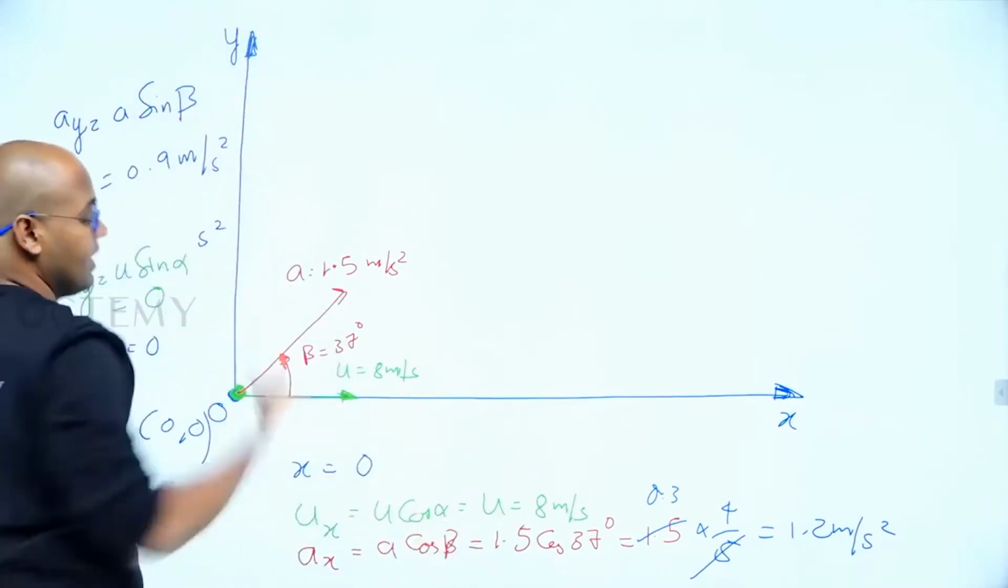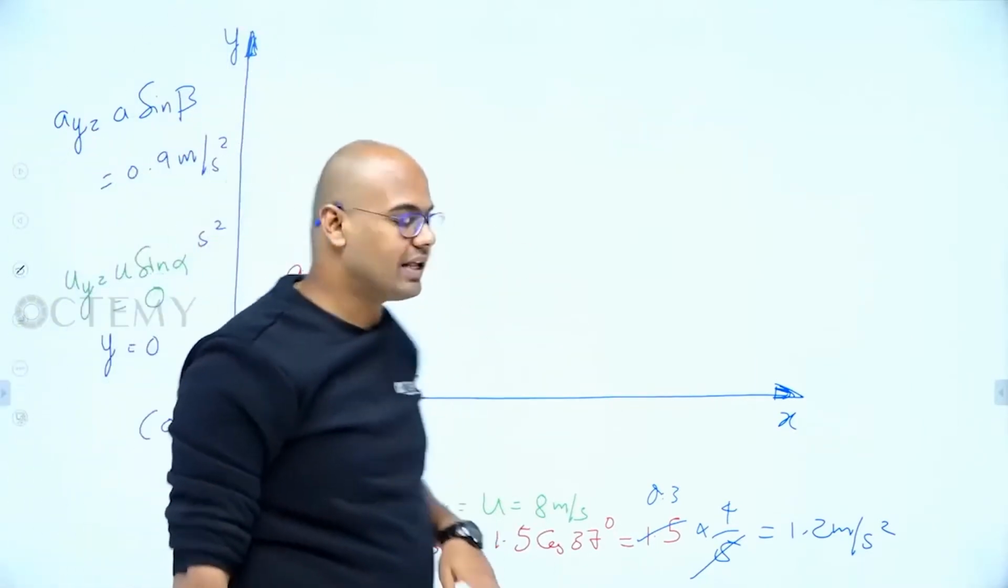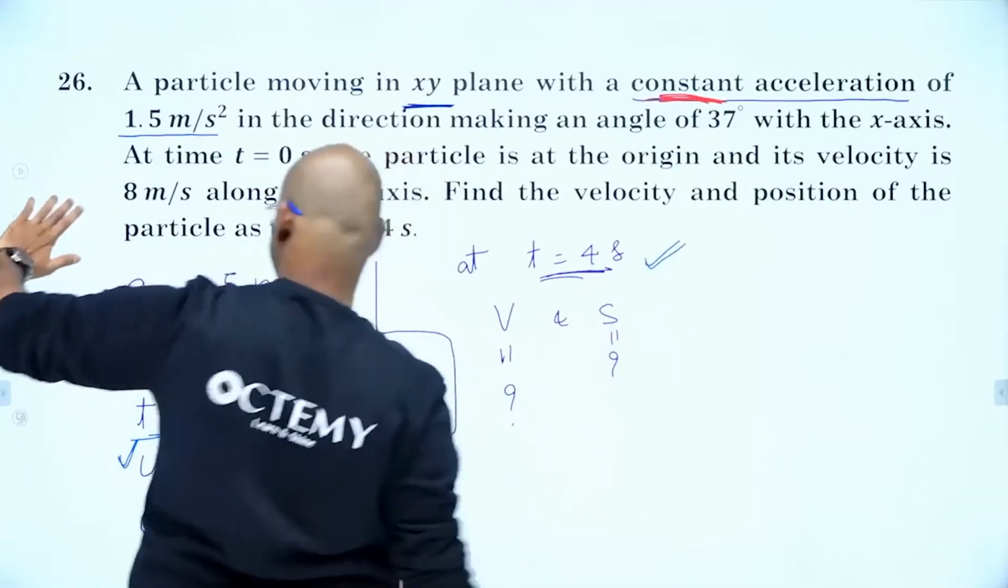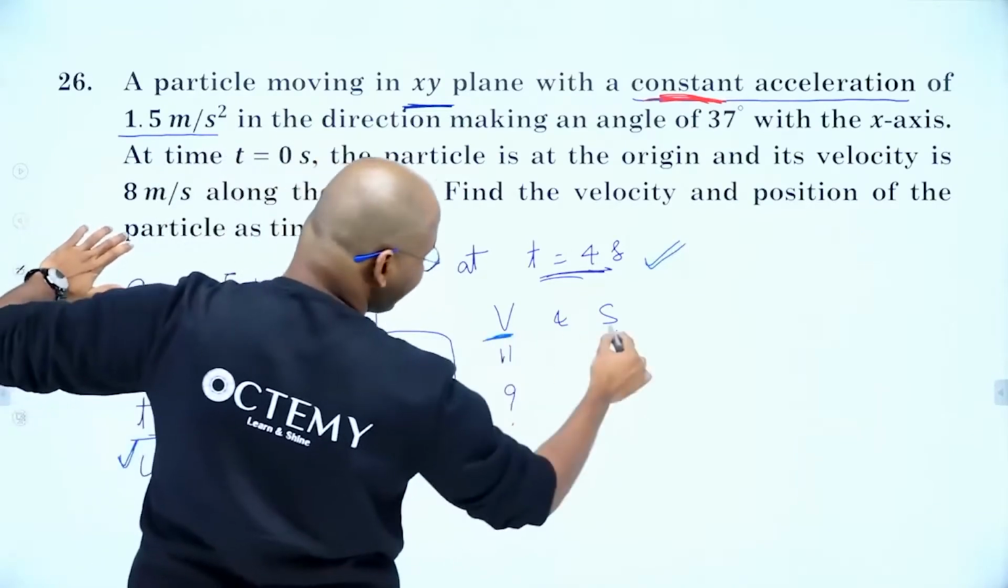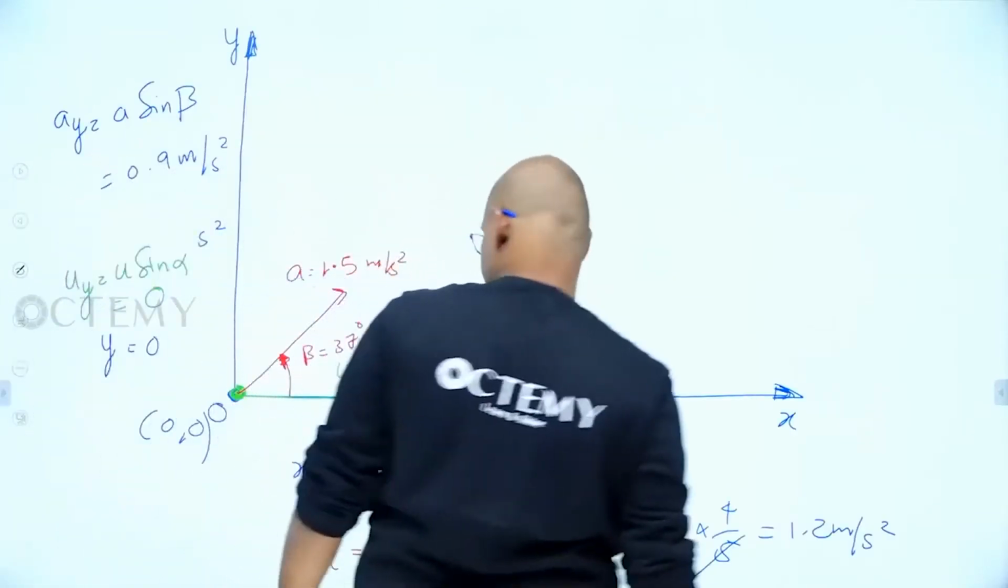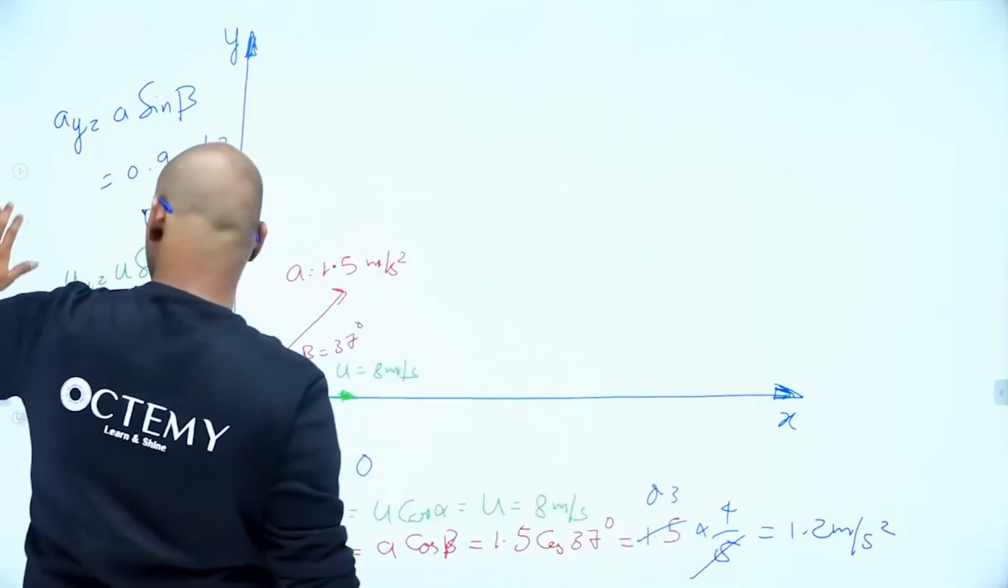Next, what to do? Take it to London. Where is the London? At which point? At time t equal to 4 seconds. What is asking? Velocity and displacement. Very good. Please see here. We'll use the space here also.